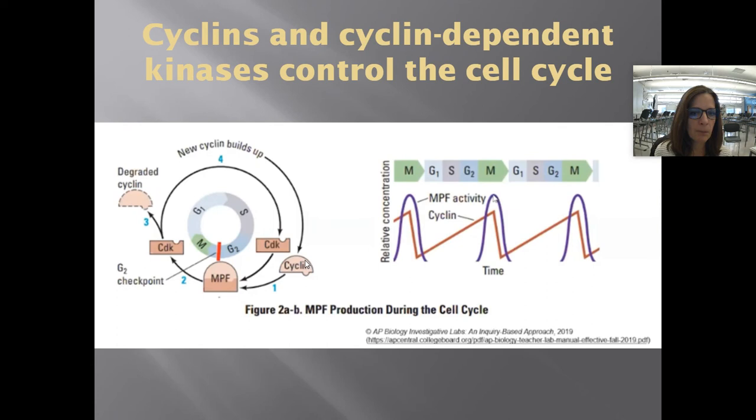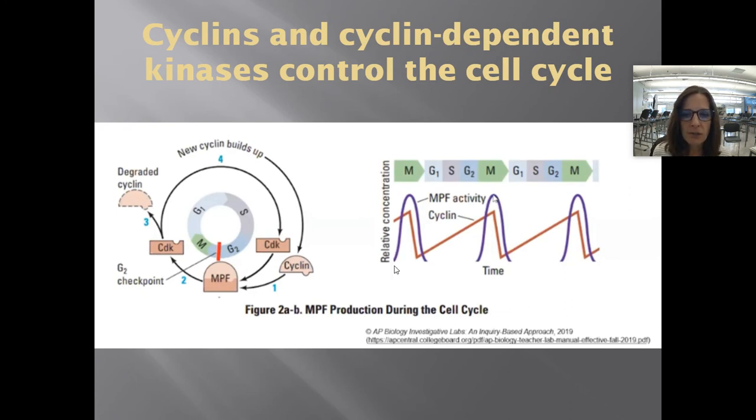So the cyclin's going to build up, and the CDK that it is associated with, these two are going to bind together, and you're going to get this MPF, which is the mitosis promoting factor, right? And as soon as these two combine, then this protein factor for mitosis is going to stimulate mitosis to happen, and then the cyclin's going to degrade, and the CDK is going to continue on, and then new cyclin's going to build up. So it's a cycle.